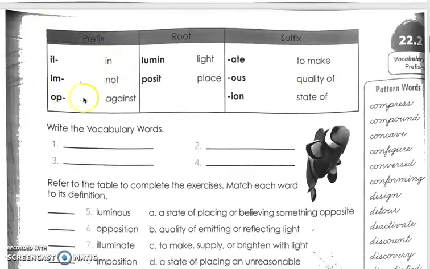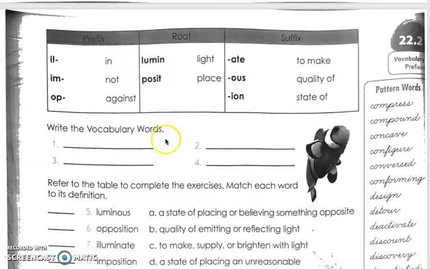So we have the prefixes here, some different ones. IL, IM, and OP, and roots and suffixes. We usually go over this on the whiteboard in school. Remember, the prefixes and suffixes and roots each have their own meaning. Knowing these is super helpful in terms of vocabulary, because that way you don't always have to look up the dictionary if you know the meaning of the prefixes.